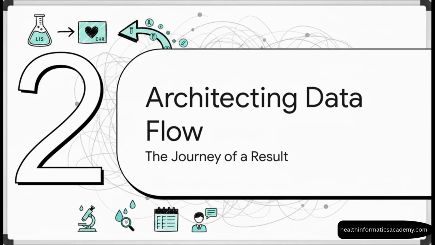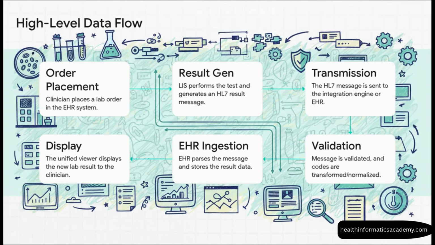Now that we know what we need to build, we can move to stage 2 and figure out how. This is where we architect the data flow and create the technical blueprint. So think about the journey of a single lab result. It follows these 6 clear steps. It starts with an order, the lab system generates the result, and then it's sent out. Now, this middle step, validation and transformation, is where the real magic happens.